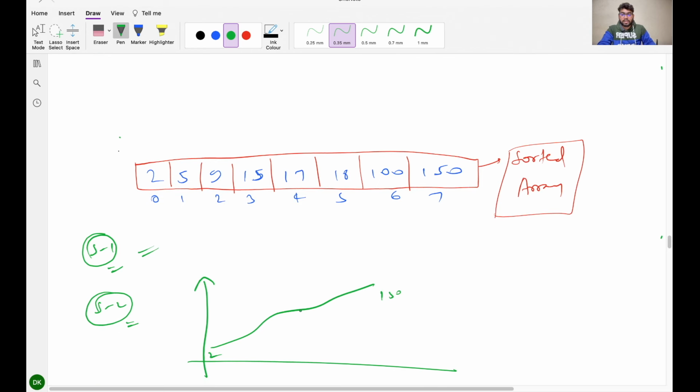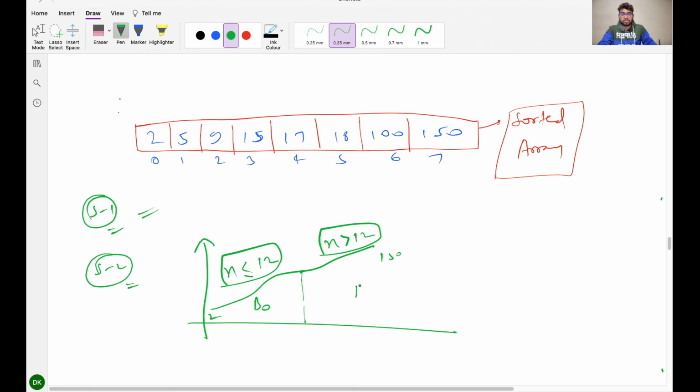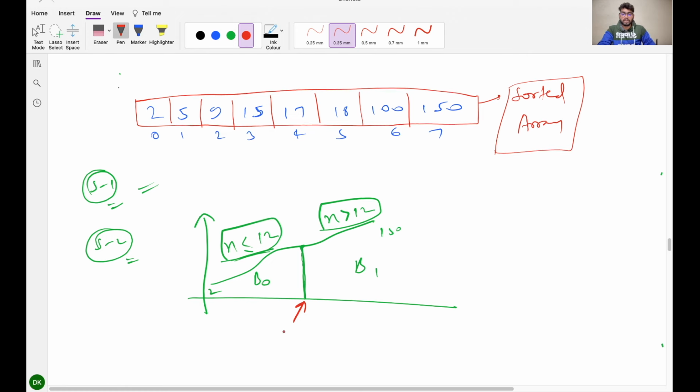Let's say this is 12 in a graph. This region is less than or equal to 12, and this region is greater than 12. This is my region B0 and this is my region B1. This is the maximum point where the condition is satisfied. After processing all of this, my L would be here and my R would be just L plus 1 unit greater than L.